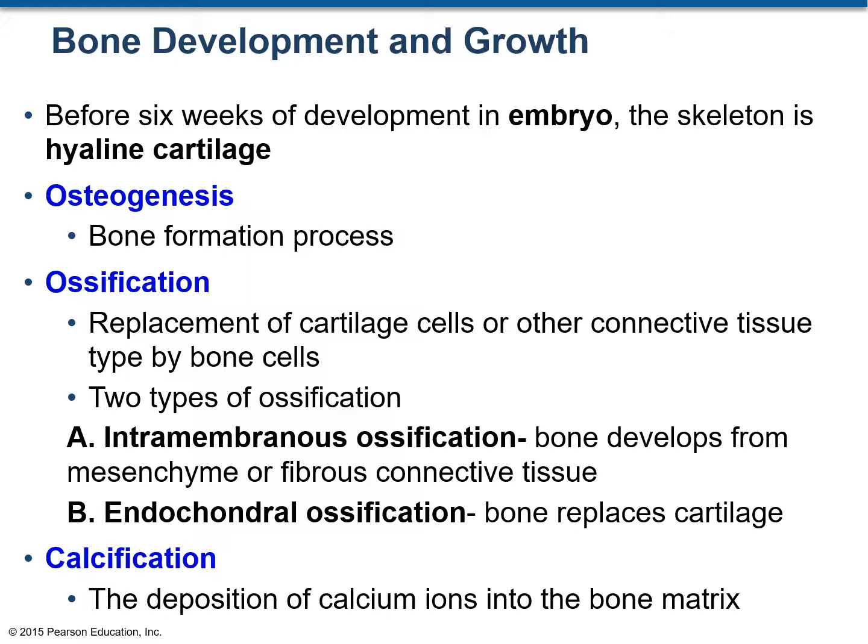The third term is calcification. Calcification means deposition of calcium. So calcium salts such as calcium phosphate and calcium carbonate get deposited in the ECM of the bone, and that is known as calcification. So both ossification and calcification are included under osteogenesis.